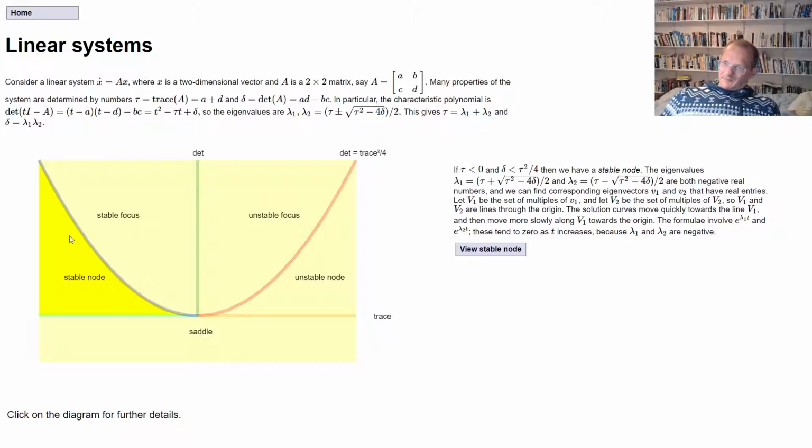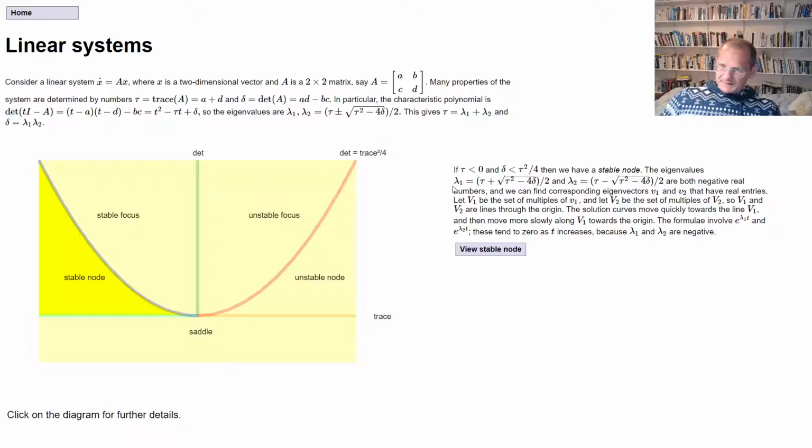So if we're below the line here, delta is less than tau squared over 4. That means that tau squared minus 4 delta is still going to be positive. You're still going to get real roots here. These lambda 1 and lambda 2 are both going to be real roots.